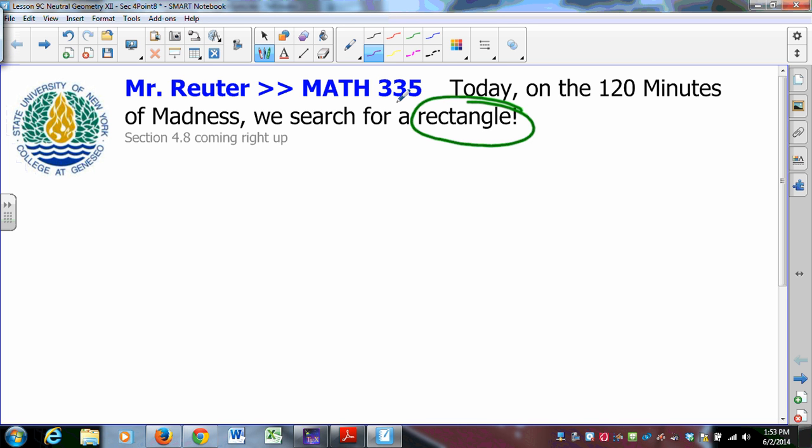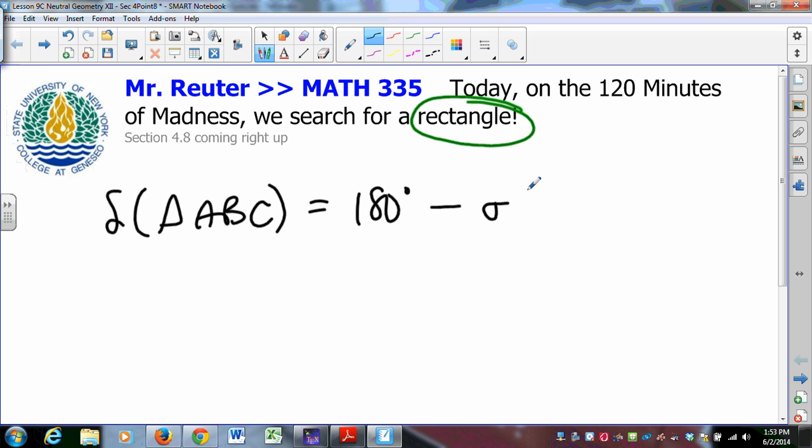Now, coming up with 360, adding things to 360, that gets weird. So what we're going to look at instead is this idea of a defect. And the defect of triangle ABC is simply 180 degrees minus the sum of the angle measures. So when I say I'm looking for a triangle whose angle sum is 180 degrees, it's the same as me saying I'm looking for a triangle whose defect is 0.